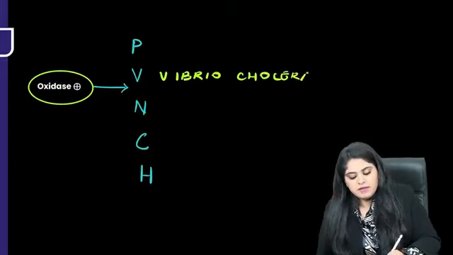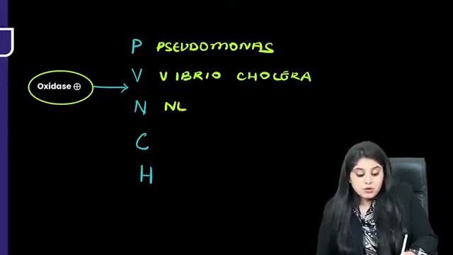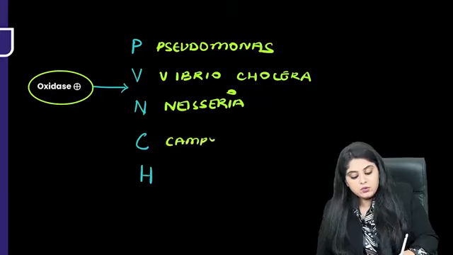Similarly, now in a while I will be teaching you an organism called Pseudomonas, and that is also going to be oxidase positive. What I have already taught you earlier is Neisseria. Neisseria is also oxidase positive, and in the end I will teach you two bacteria. One is Campylobacter and the other one is going to be Helicobacter. These are all oxidase positive.